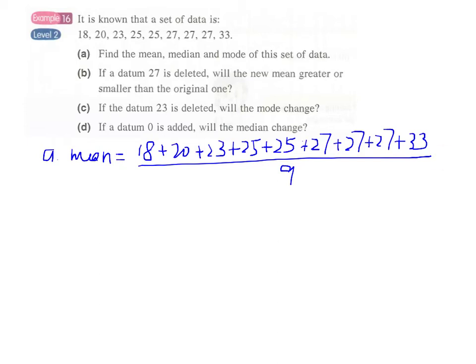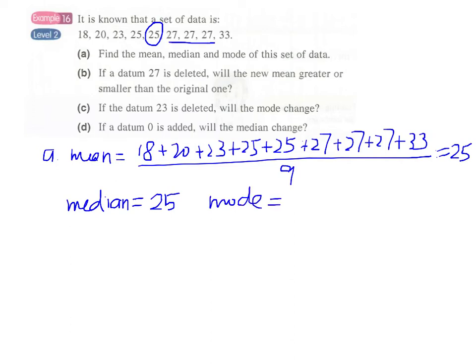And we have 25 as the mean. And for the median, we have to find the number at the middle. So this will be the 5th one. Therefore, the median is 25. Mode, the number with the highest frequency, which is 27.